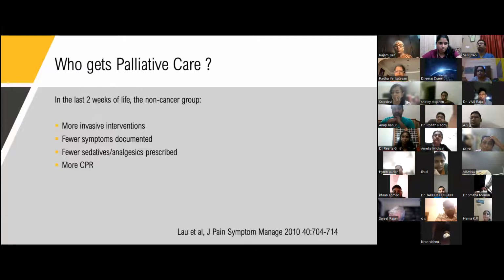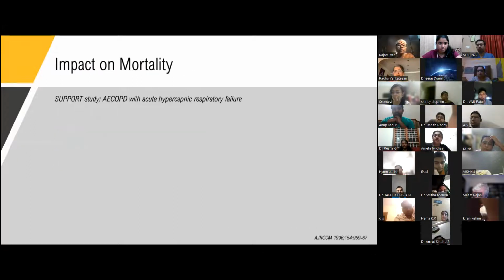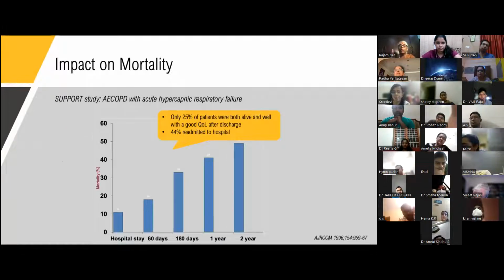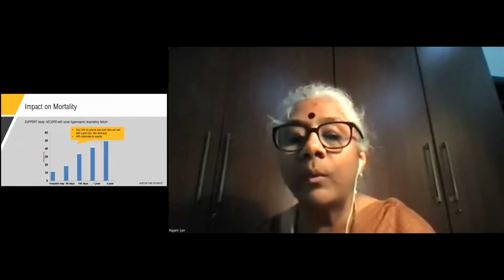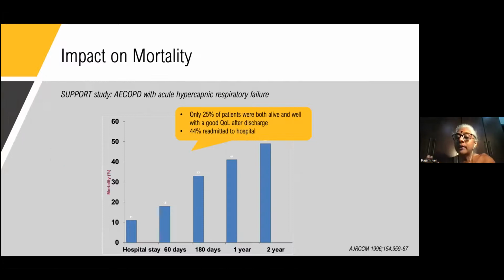Yes, you're not able to cure everything, but we can make a difference by being their friend in this difficult journey. Another interesting graph I want to show you is of all the patients admitted with an acute exacerbation of COPD and type 2 respiratory failure. Even on discharge, you can see only 25% of patients were both alive and well with a decent quality of life. Almost half of our patients get readmitted.